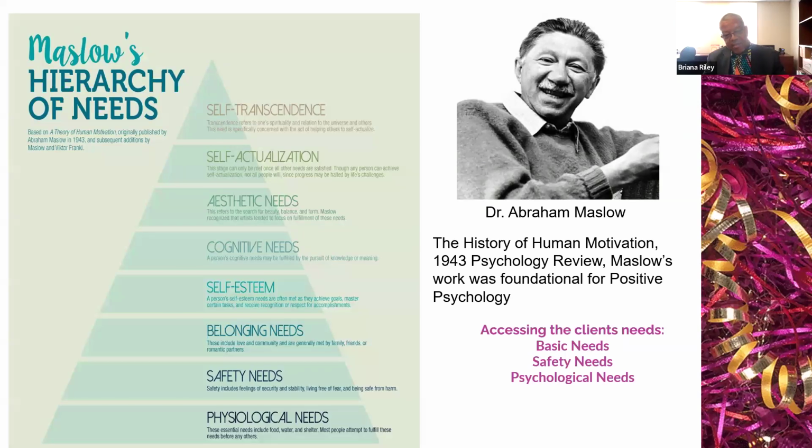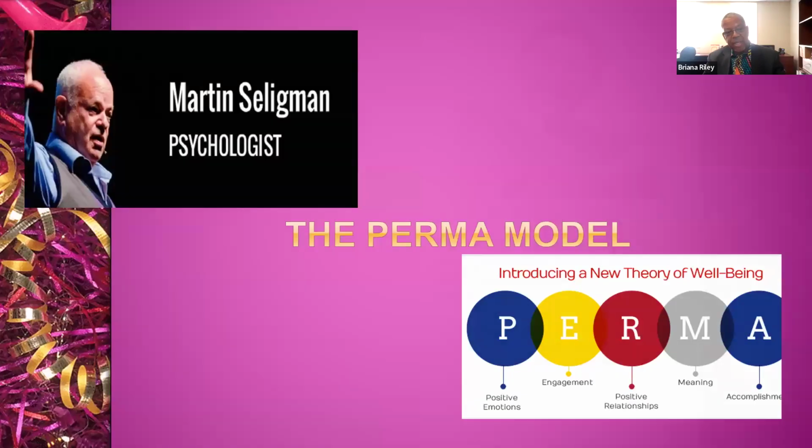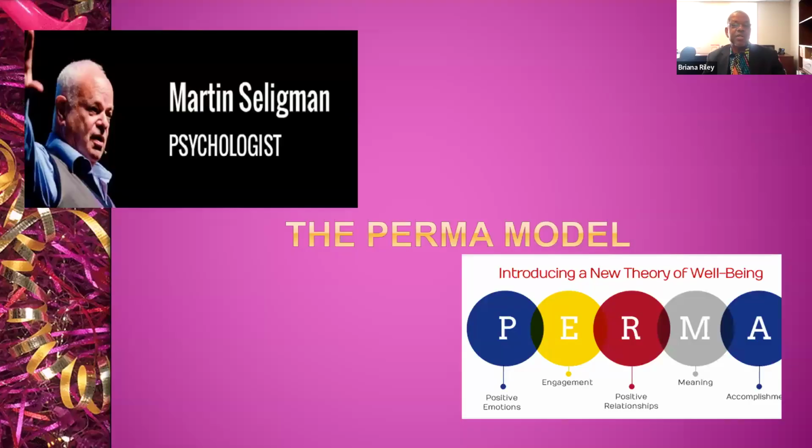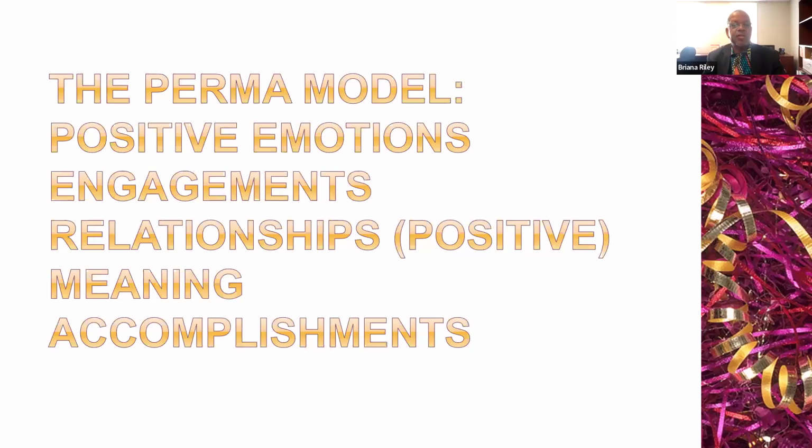This graphic on the left here is actually back from Maslow's era. If you look at the color and the way it's all put together, but from there we'll spin off and we'll go to Martin Seligman. So in this particular model, we call it the PERMA model, okay? The PERMA model consists of positive emotions, engagements, relationships, positive that is, meaning, and then accomplishments.